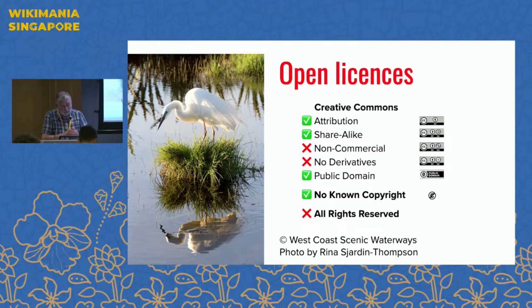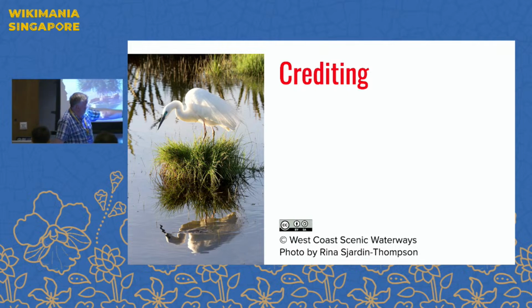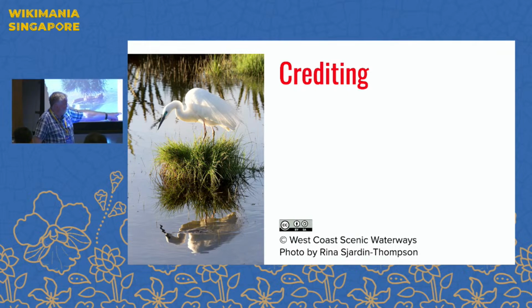Okay. So open licenses are great. And if we wanted, we could apply an open license to this photo here. Now, you notice we've got copyright information. This photo is copyrighted West Coast Scenic Waterways, which is a boat tourism company. The photo itself was taken by Rena, by this person. Okay? Why do you think Rena took the photo? These guys own the copyright. Anyone can think why that might be?